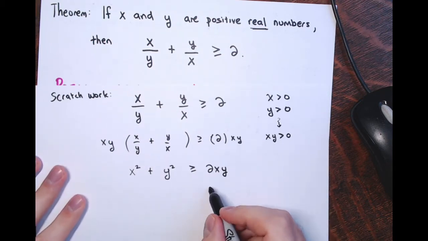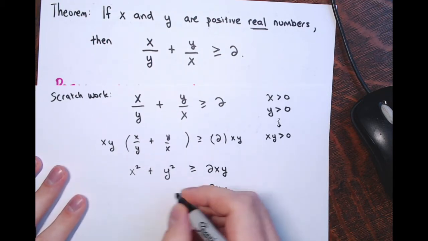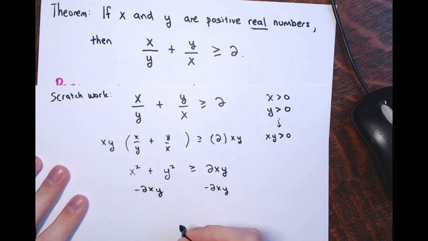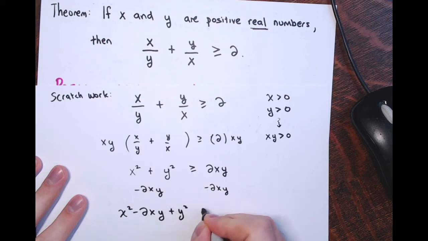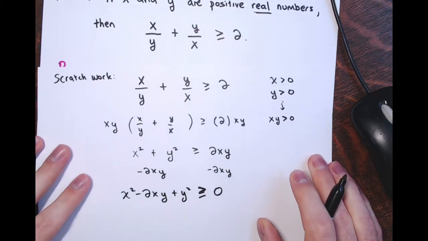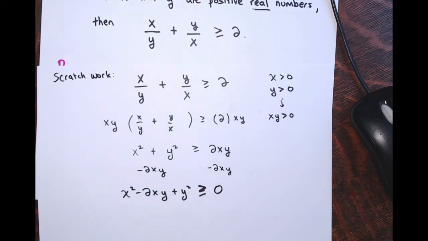What if I were to subtract 2xy from both sides? Just do some more algebra here. Then we have x squared minus 2xy plus y squared is greater than or equal to 0. Very often the number 0 is important because we know a lot of things about negative numbers and non-negative numbers, and that all deals with the number 0. When things are positive, they're greater than 0. When things are negative, they're less than 0. The number 0 is huge. So I like introducing 0 into my scratch work.